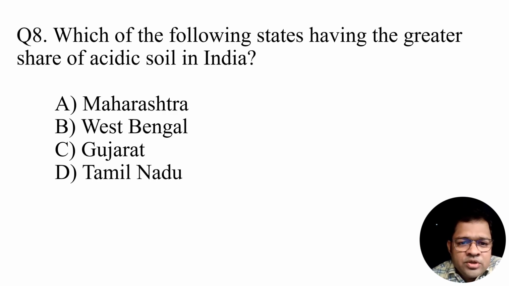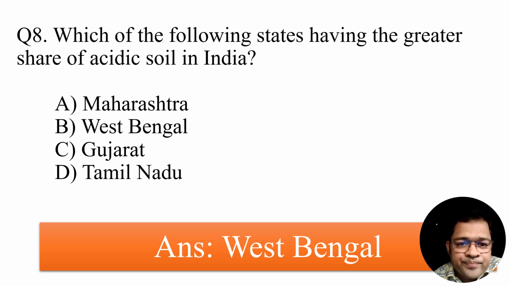The next question is, which of the following states has the greater share of acidic soil in India? For acidic soil, you can easily know that the pH level is around 6.5. Normally the soil characteristics are in the acidic zone. But the important thing is that acidic soil decreases the phosphorus content and increases the aluminum and manganese content. If the soil is acidic, then you can understand the behavior and characteristics of the soil, and accordingly you have to plan your product. But the question is, which state has more acidic soil in India? The answer is West Bengal.